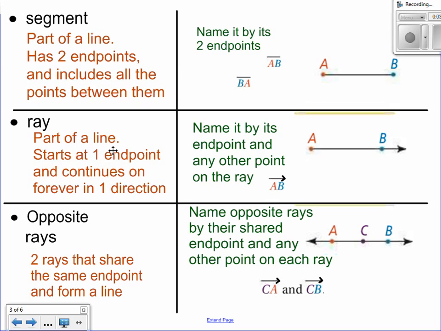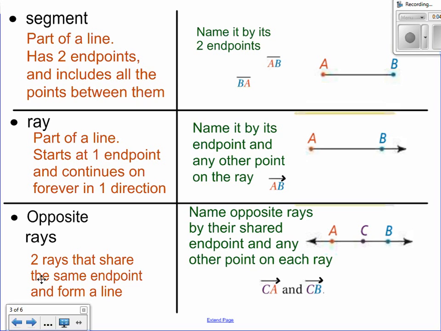A ray is a part of a line, starts at one endpoint and continues on forever in one of the directions. You name it by its endpoint. You start with that, and any other point on the ray. You would name this ray, ray AB. Notice how where the point is A, that's the letter you start with, and it always goes left to right, ray AB. Even if the ray is going in the other direction, you start at the endpoint, give another point on the line, put an arrow down here, ray AB.